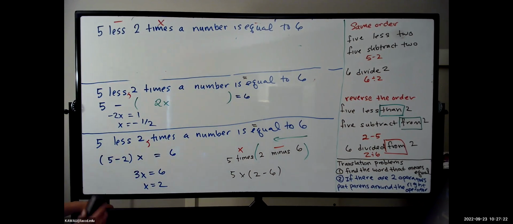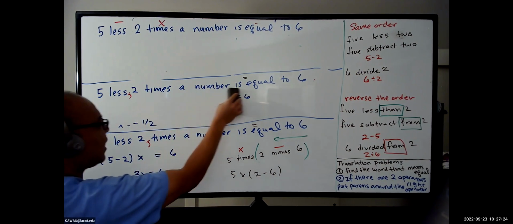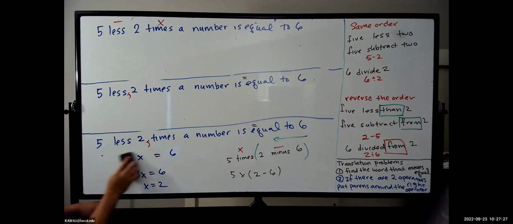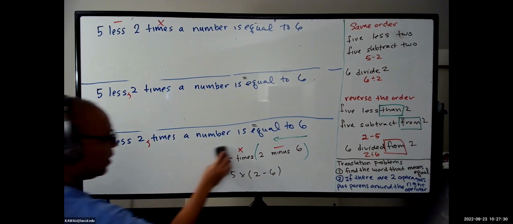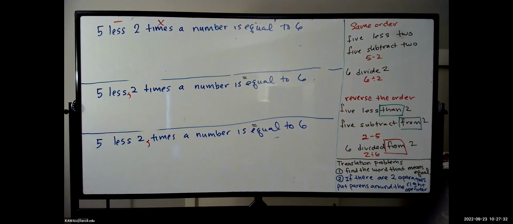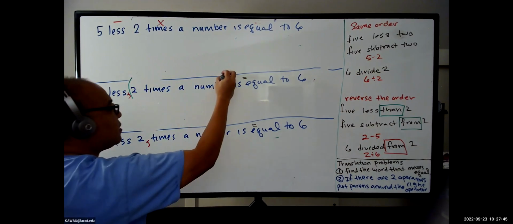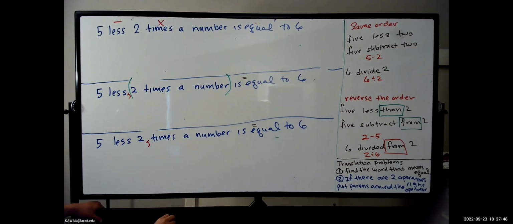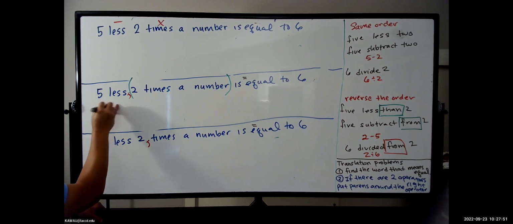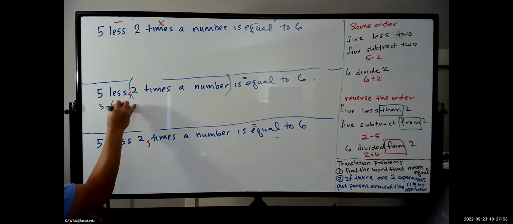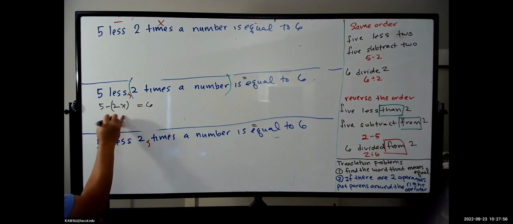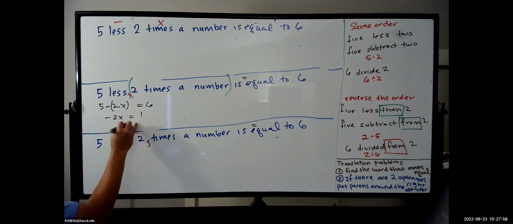Now, normally in English, what we do is we put commas and they denote what goes with what. So if I put my pause here, I go 5 less 2 times the number. We know that we get a parentheses here and here. So this problem would be 5 minus 2x is equal to 6, minus 2x is equal to 1, x is equal to negative 1/2.